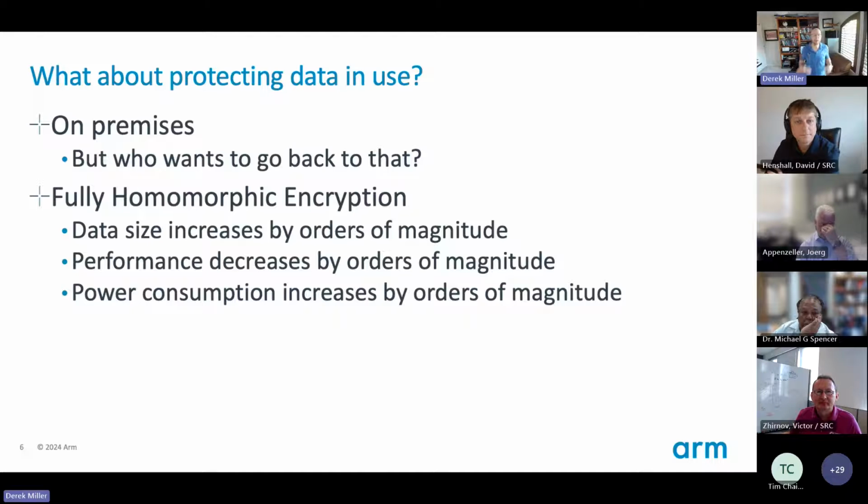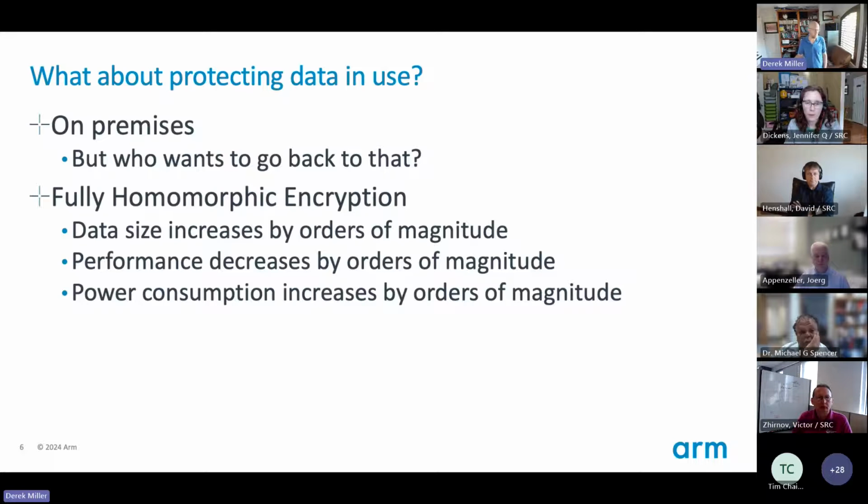One solution, which I love technically, do not get me wrong on this, is fully homomorphic encryption. And this is an encryption technology that allows you to perform operations on encrypted data without exposing the data to the entity performing the computation. This is really interesting from a cryptographic perspective, but there are a few downsides to it. One of them is the data size increases by orders of magnitude. We're talking 1,000 times or more in size.